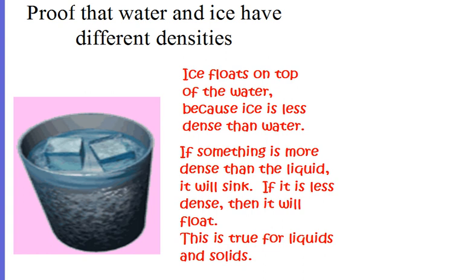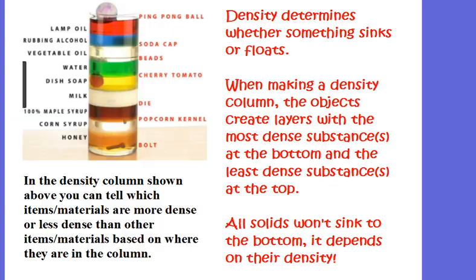So this is true for liquids and solids. Okay? You can make something like a density column like that's shown here. Okay? Density determines whether something sinks or floats. We've got a bunch of different liquids here labeled on the left, and we've got numerous solid items labeled here on the right. Just because something is a solid does not mean it will automatically sink to the bottom in a liquid.